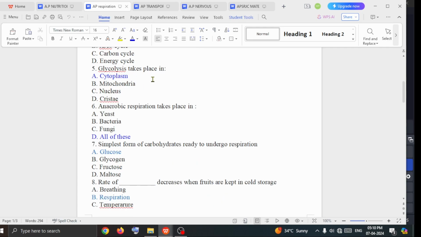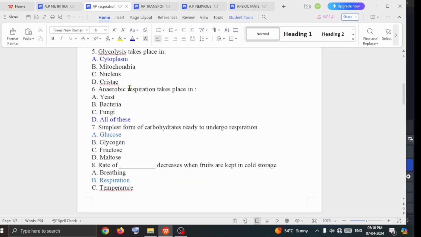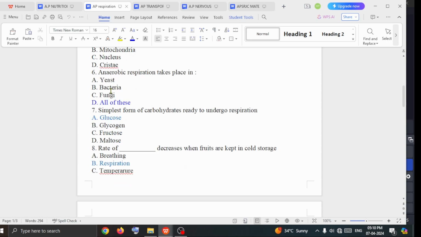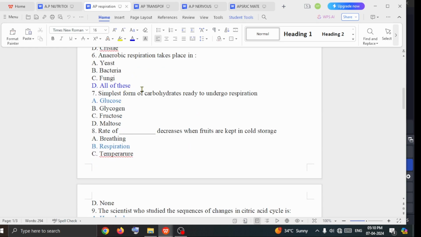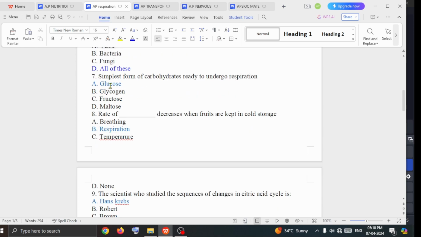Fifth question is, glycolysis takes place in: option A, cytoplasm. Option B, mitochondria. Option C, nucleus. Option D, cristae. The answer is cytoplasm. Sixth question is, anaerobic respiration takes place in: option A, yeast. Option B, bacteria. Option C, fungi. Option D, all of these. The answer is all of these.